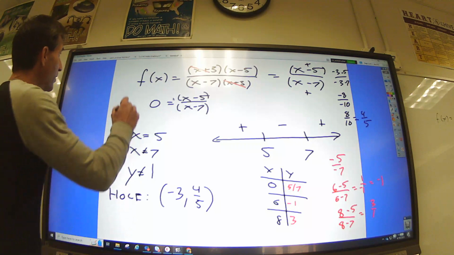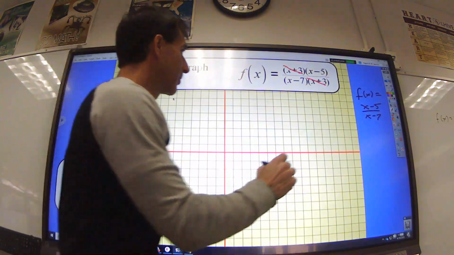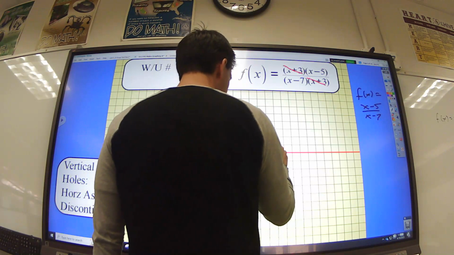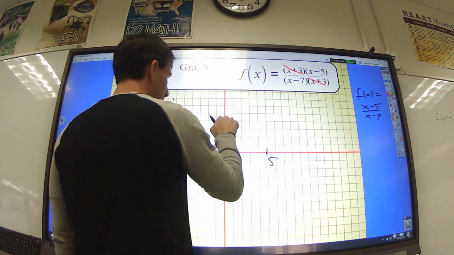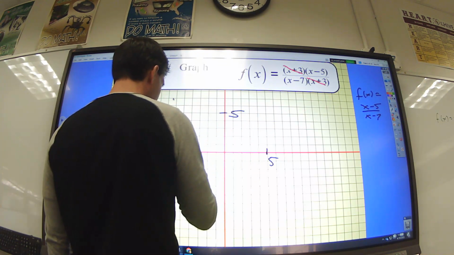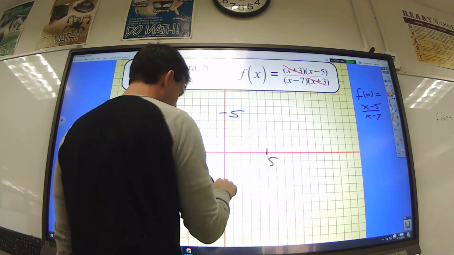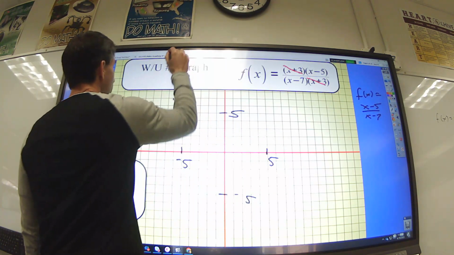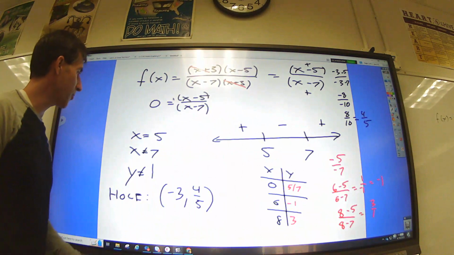Let's see. First, let's label our graph. We have here 1, 2, 3, 4, 5 on each axis. Okay, one thing at a time. Sorry, I'm flipping back and forth. We have here what first?